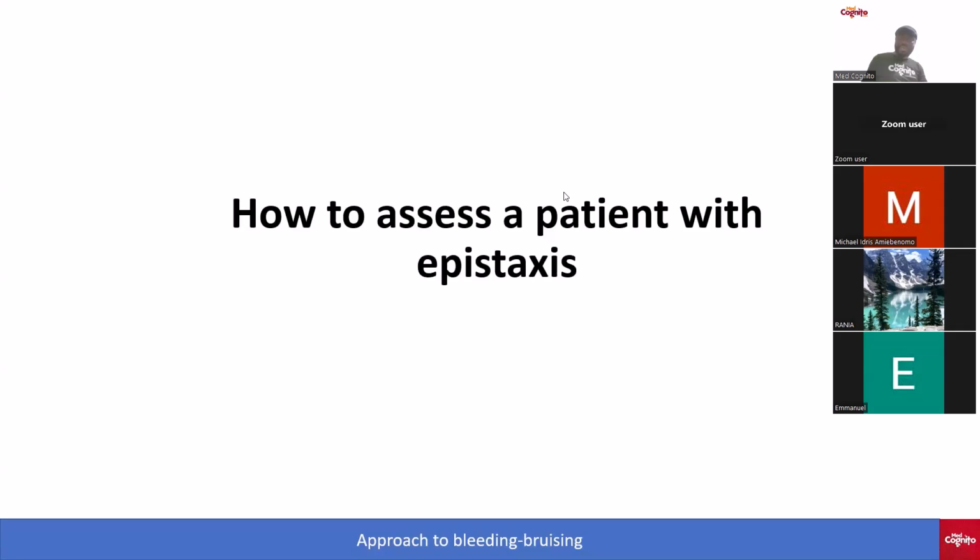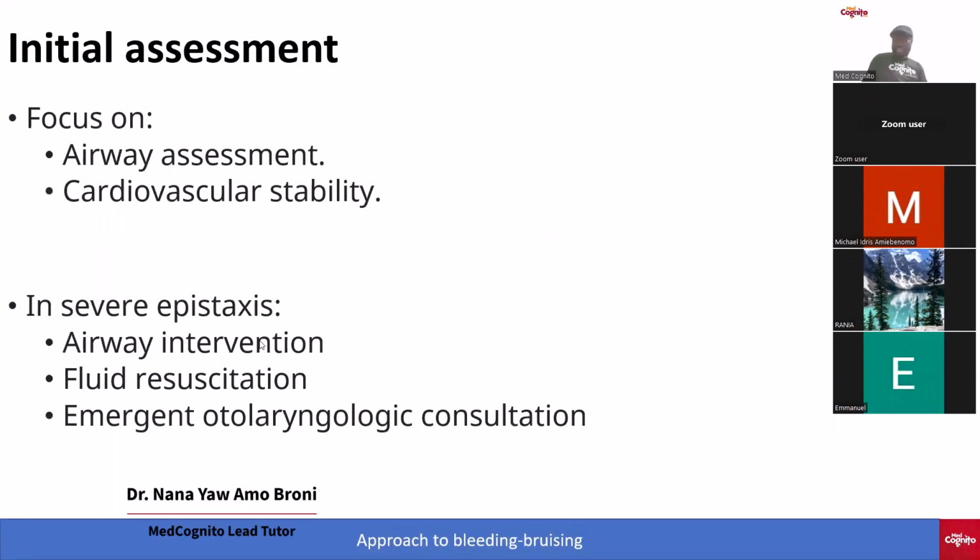How to assess a patient with epistaxis. First things first, if you have a patient with epistaxis, what do you do? You have to do airway assessment, and then you have to check for cardiovascular stability. Okay? You have to assess the airway because you want to make sure that the airway is not compromised.